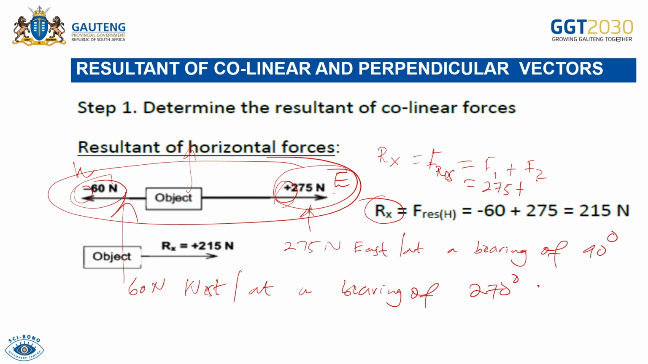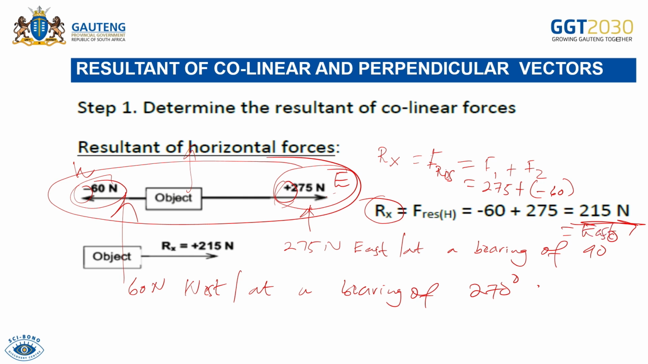275 plus. But this other force is acting in the opposite direction. So it's plus into minus 60. And then the answer there is 215 newtons. But in which direction? You got a positive answer, and you took east as positive. So if you're getting a positive answer, therefore the final answer will be 215 newtons in which direction? East, because your final answer was positive and you took east as positive.